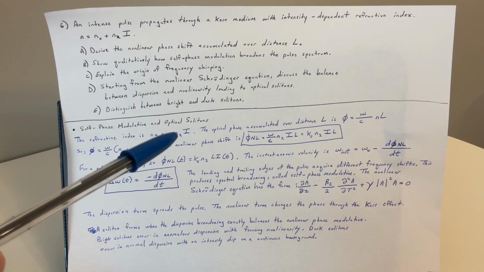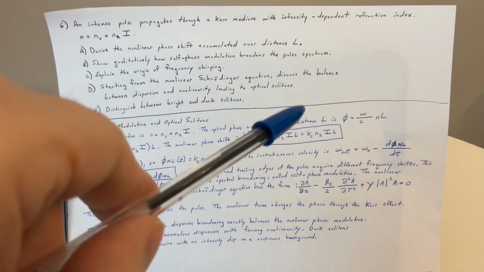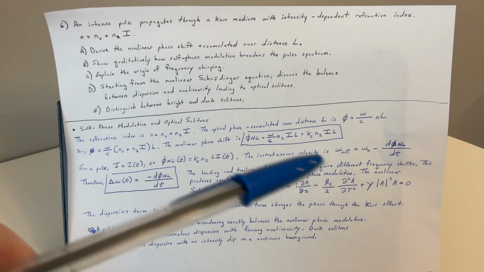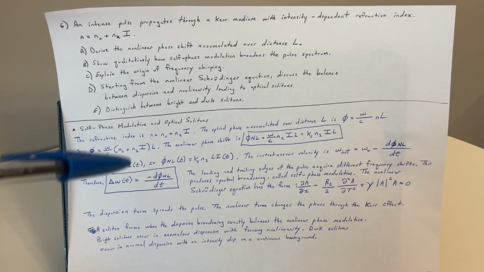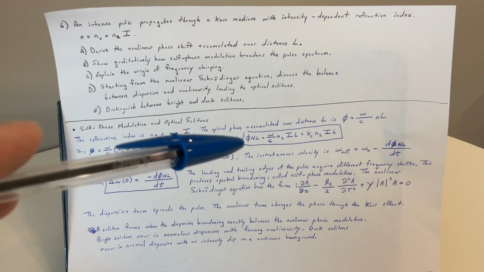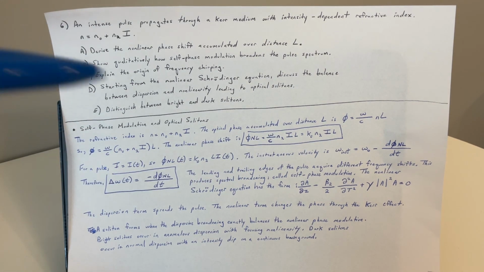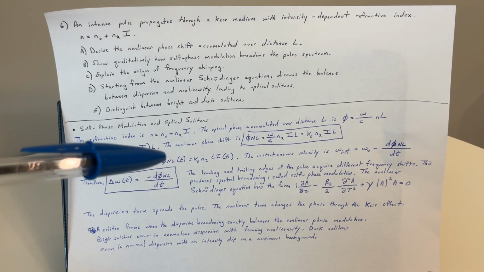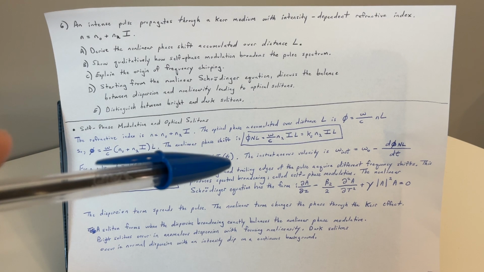The refractive index is n equals n naught plus n sub 2 I. The optical phase accumulated over this distance L is phi equals omega over c times n times L. So phi is omega over c, quantity n naught plus n sub 2 I, times L. The nonlinear phase shift phi NL is omega over c, n sub 2 I L, equals k sub naught n sub 2 I L. For a pulse, I equals I of t, so phi NL of t equals k naught n sub 2 L I of t.